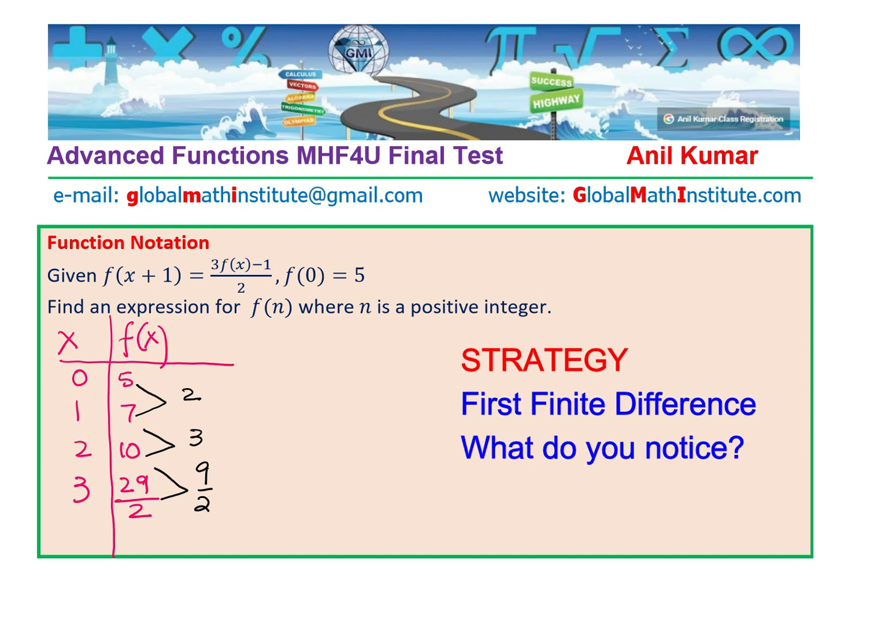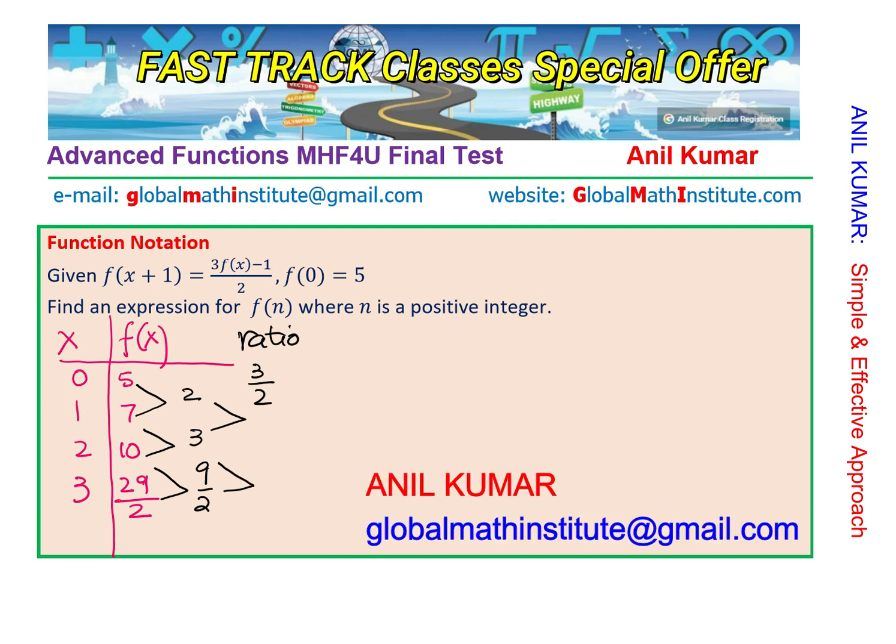But what we notice here is the ratio, right? So if I see the ratio, I get 3 by 2, as a ratio of first two terms, 3 divided by 2. And here, what is the ratio? 9 by 2 divided by 3 is also equal to 3 by 2, right? So from here, we can say we have a geometric sequence. You get the idea?